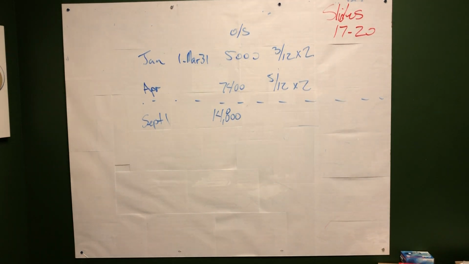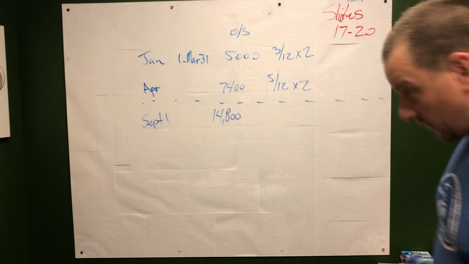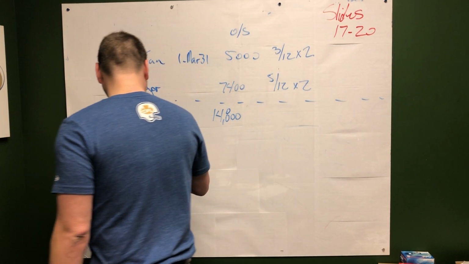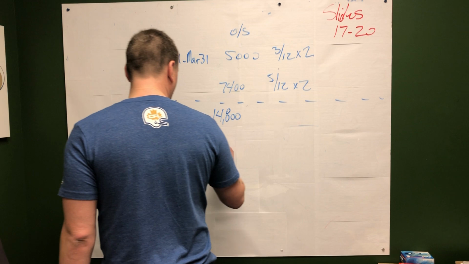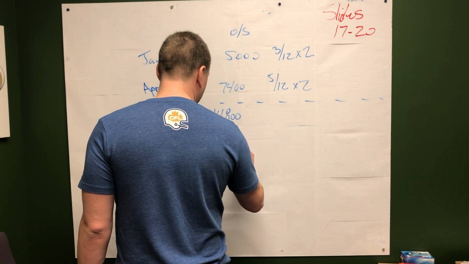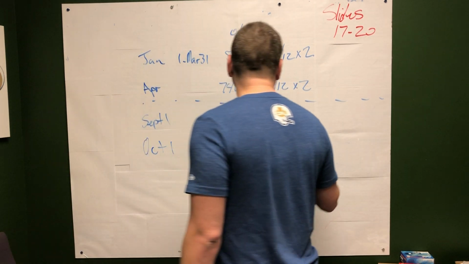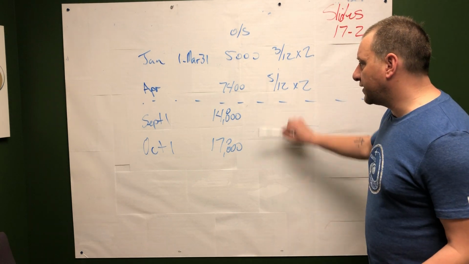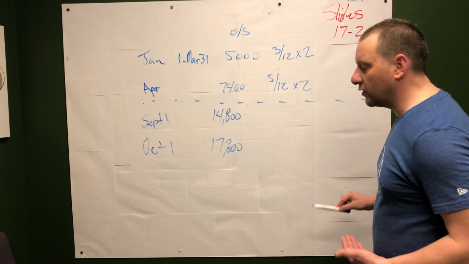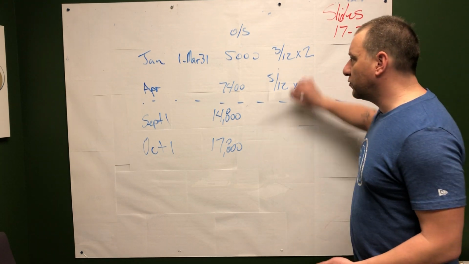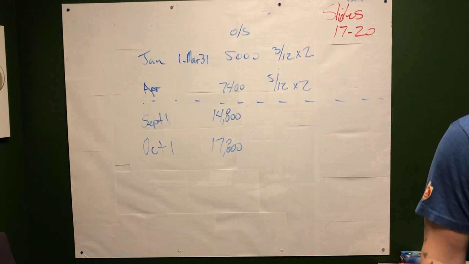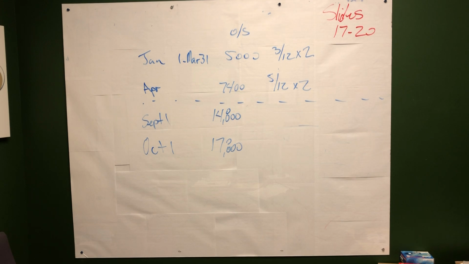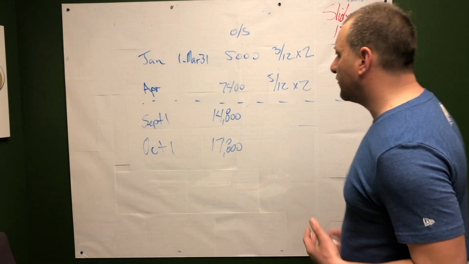Now, on October 1st, we issue another 3,000 shares. So now we're at 17,800. Now, we don't have to do the share split effect because that was after the date. Everything after, we don't really worry about. We worry about everything before because, again, we have to treat it as if that share split had happened at the beginning of the period.